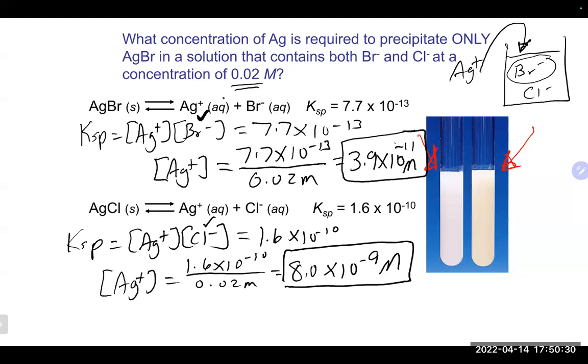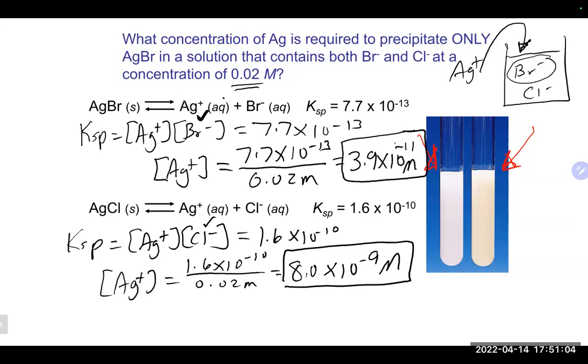So if we were to do this and we wanted to separate out basically both of these things, we would take some silver that's at 3.9 times 10 to the minus 11. We should start to see some solids being formed. We could feel pretty safe that the solid we are seeing is silver bromide coming out of the solution at that point, because that's way too low to get the chloride out. We could even continue to increase the concentration of the silver as long as we keep it under 8 times 10 to the minus 9, and we will continue to see solid come out.